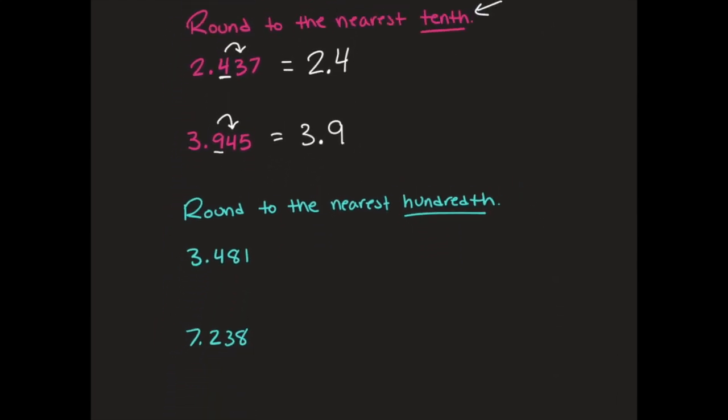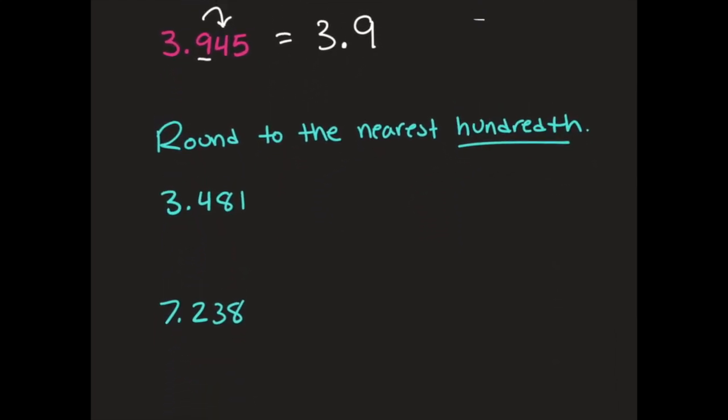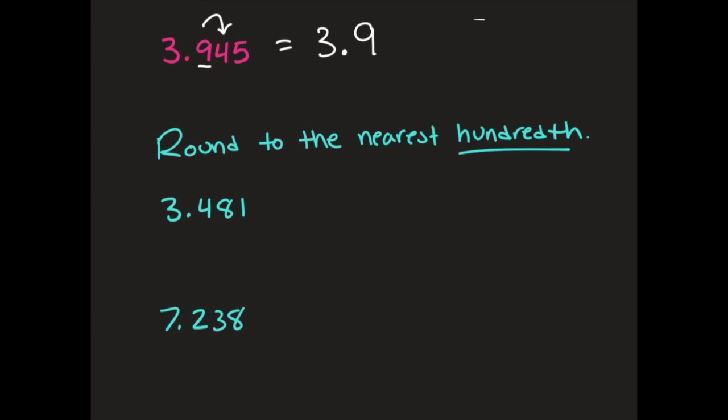Now I'm going to round to the nearest hundredth. I'm going to underline my hundredths place, tenths, hundredths, which is my 8, and I'm going to look to the next number, which is a 1, and again, that is 4 or less, let it rest. So when I write my answer here, everything stays the same, and I'm going to let that 8 rest, meaning it is not changing.